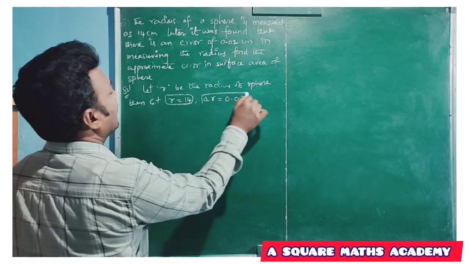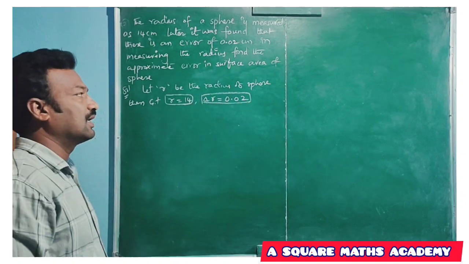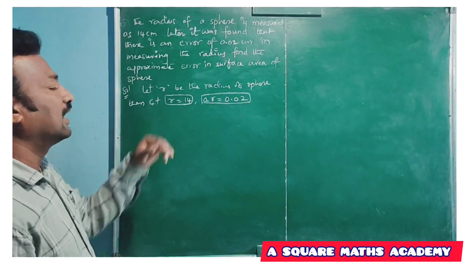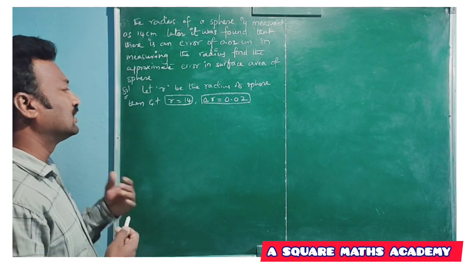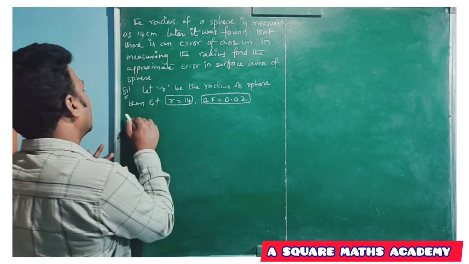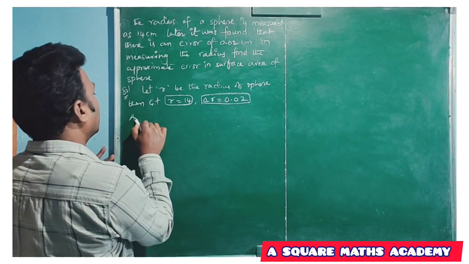The radius r is given as 14, with a small error delta r. Okay, so thereafter we know the area of the sphere.